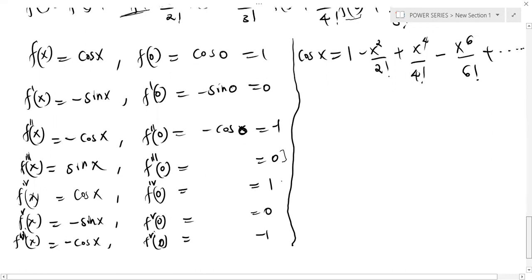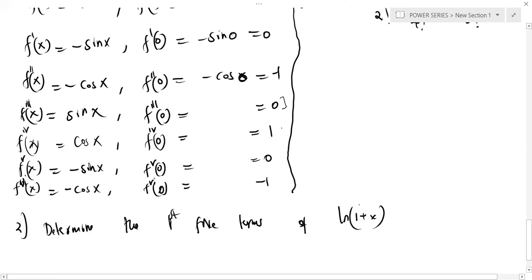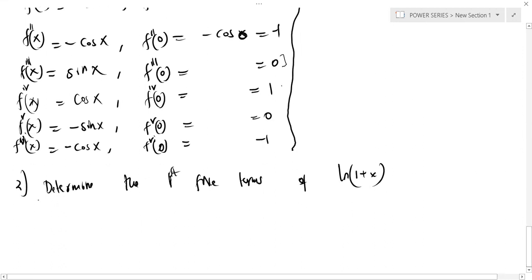Let's take up another example. Let's say, determine the first 5 terms of ln(1 plus x) using the Maclaurin series. So we want to write the power series of ln(1 plus x).